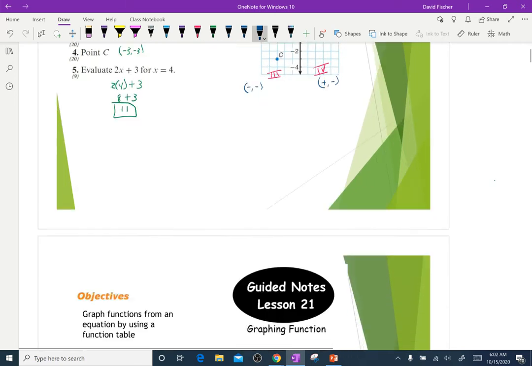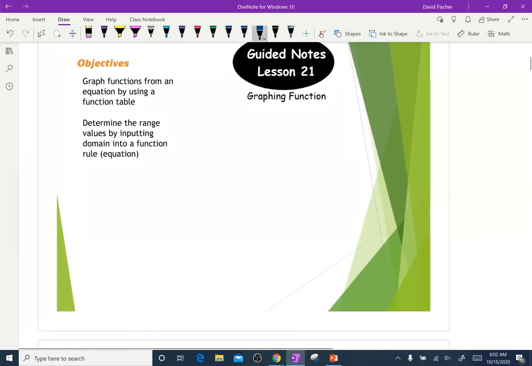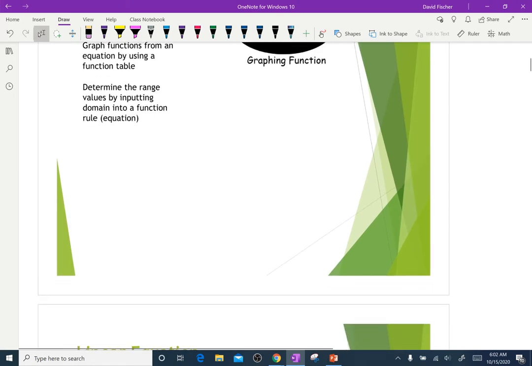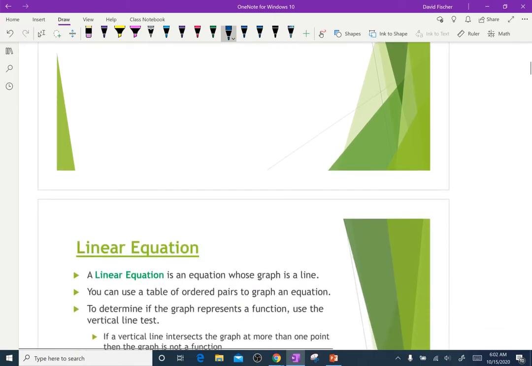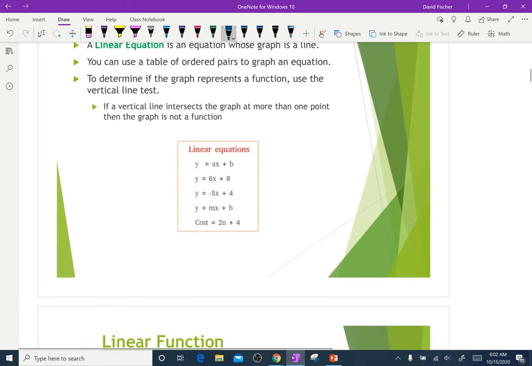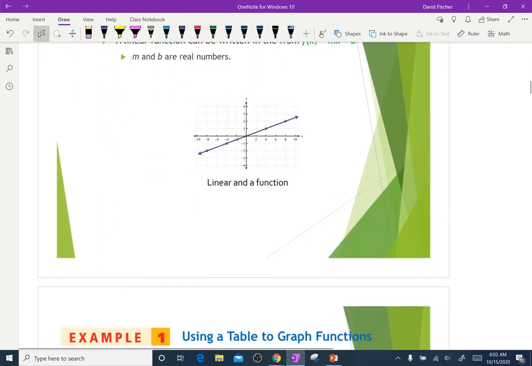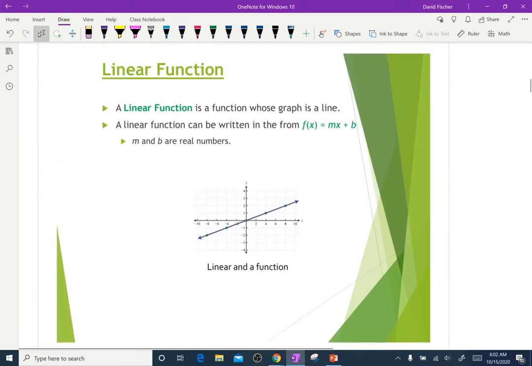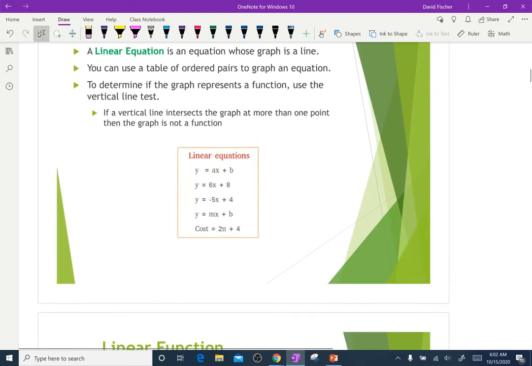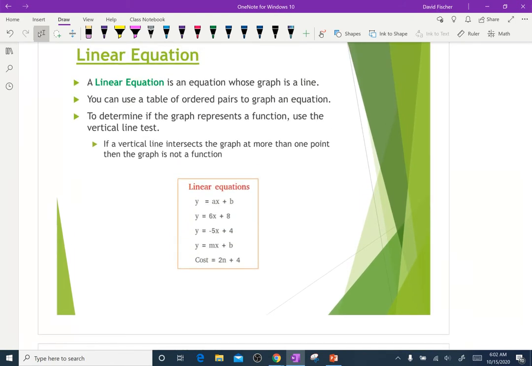Okay, all right. So today we're graphing functions by using an equation and a function table. This is the biggie today. We're going to have a little bit of a different way of doing domain and range, how to record them. And so pay particular attention to that, okay? I thought I deleted these slides. It's okay to still have them here.